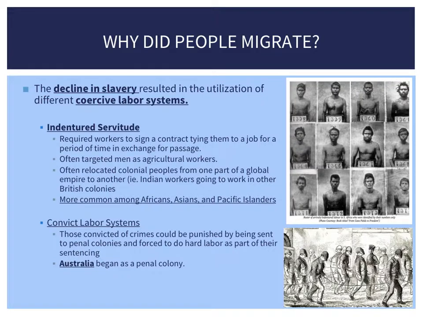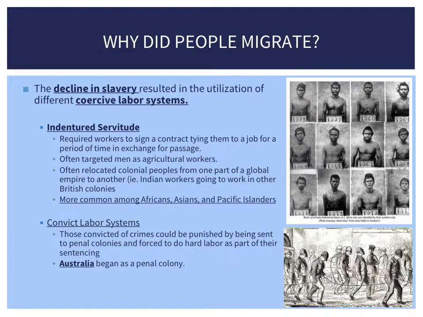So a little review of that. Indentured servitude required workers to sign a contract tying them to a job for a specific period of time, often anywhere between 7 to 10 years. And in exchange for that, the employer would pay for your journey to come to wherever you're going, like your ticket on the steamship or whatever. They often targeted men as agricultural workers. And again, this should make sense because we know slaves were commonly used in agriculture, and so it makes sense that now they are wanting to replace that labor.